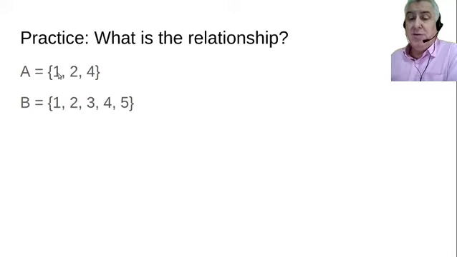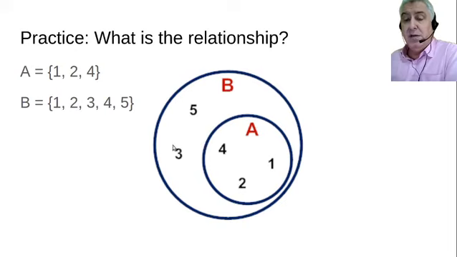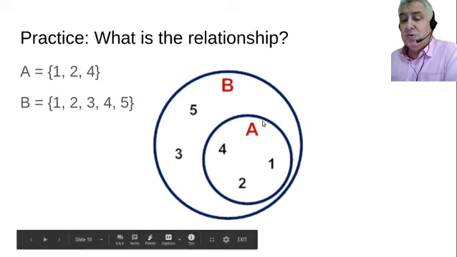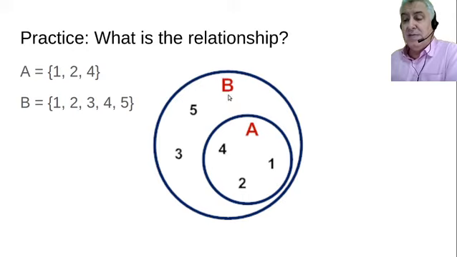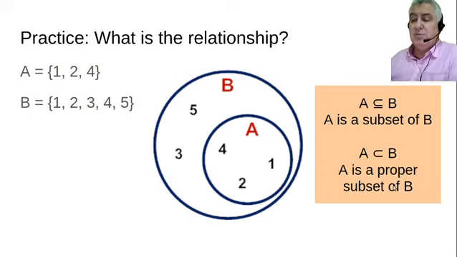There are 2 ways we can do that. One is we can just check for the elements. Is 1 in B? Yes, it is. Is 2 in B? Yes, it is. Is 4 in B? Yes, it is. So then A is a subset of B. Or we can draw a Venn diagram, and we can see visually that A is a subset of B, because everything that is in A is also in B. And because there are some things out here, A is also a proper subset of B. So we can say either of those. A is a subset of B, or A is a proper subset of B. Either one of those answers is right.